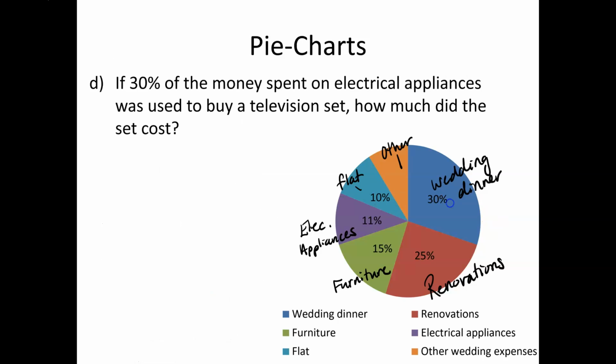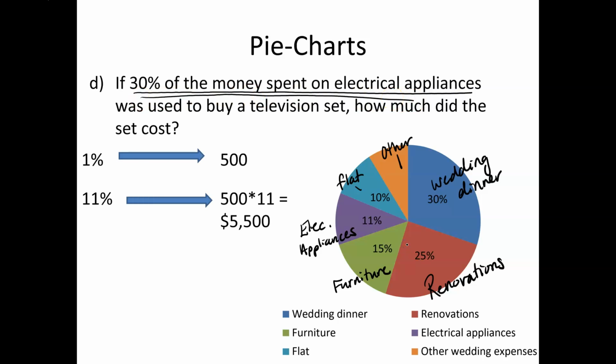But moving right along. Okay, if 30% of the money spent on electrical appliances was used to buy a television set, how much did the set cost? Okay, well, let's first figure out how much money they spent on electrical appliances, because what I'm looking for here is 30% of that amount of money. So again, 1% is $500, so let's multiply that by 11 and figure out how much money they spent on electrical appliances. So 500 times 11 would be $5,500.